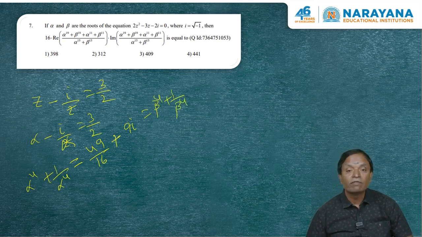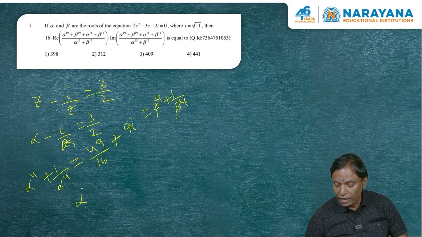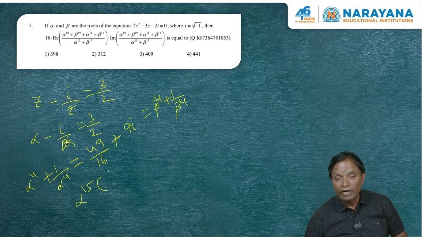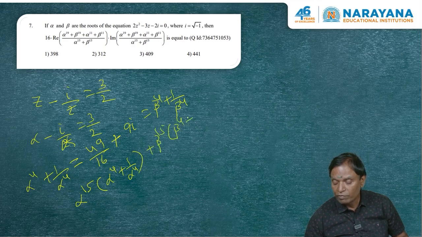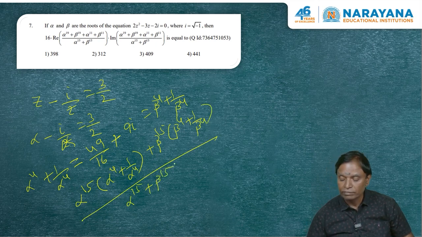Now look at the expression, we want the real part of that. In the first expression, forget about real part and imaginary part. If I take alpha power 15 common, I will get alpha power 4 plus 1 by alpha power 4. Similarly, if I take beta power 15 common, I will get beta power 4 plus 1 by beta power 4, which is nothing but alpha power 15 plus beta power 15.